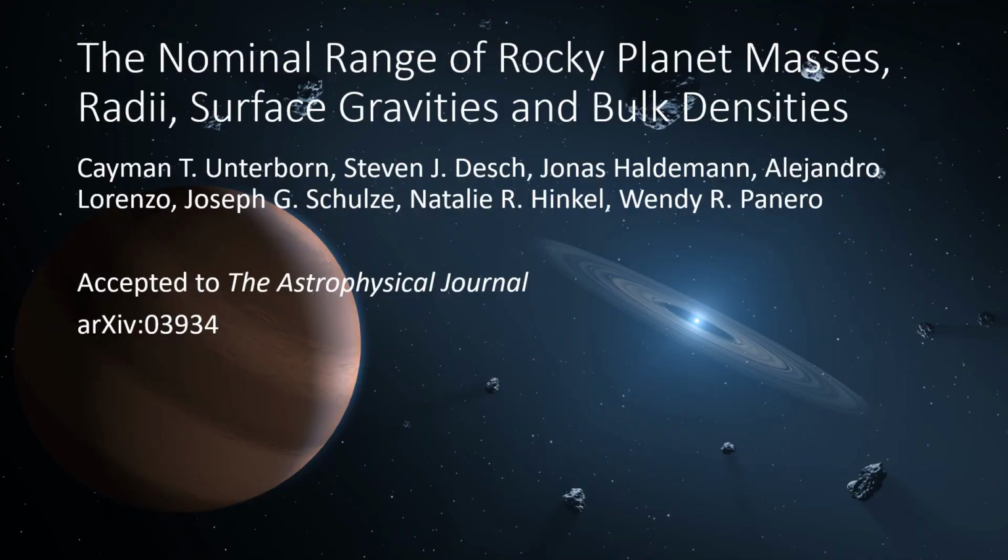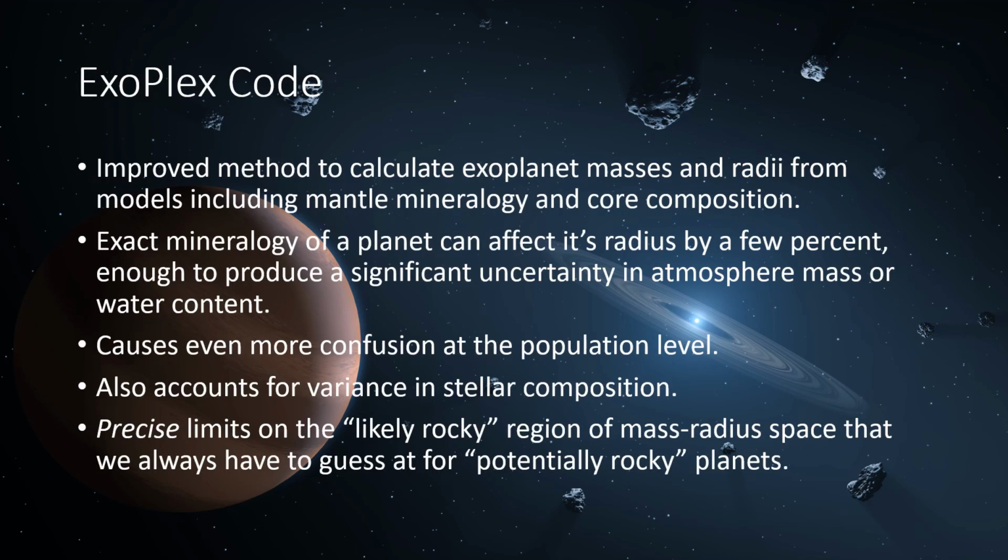Now, the other interesting theory paper was the nominal range of rocky planet masses, radii, surface gravities, and bulk densities. And this was a paper where I wasn't entirely sure where they were going with it, but it turned out to be potentially very important. So this is debuting the Exoplex code, which is an improved method to calculate exoplanet masses and radii from detailed models of geology and geochemistry.